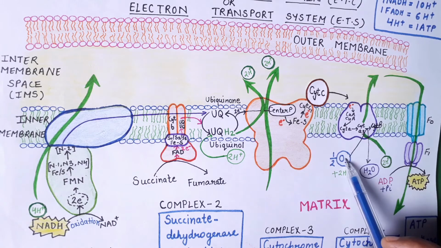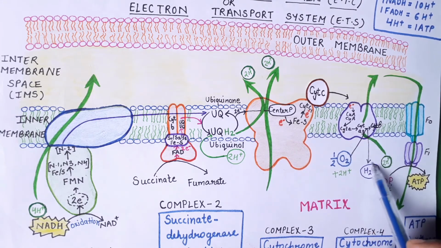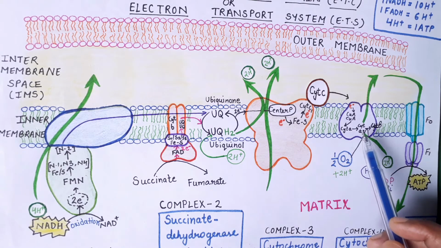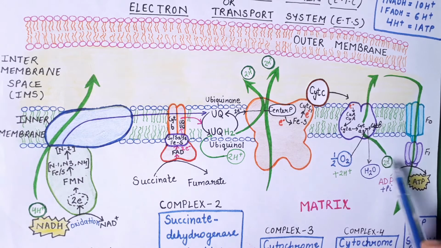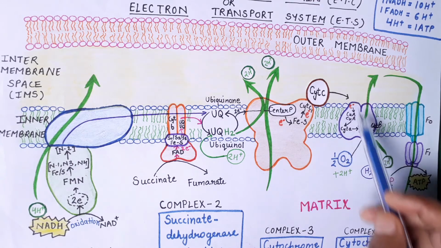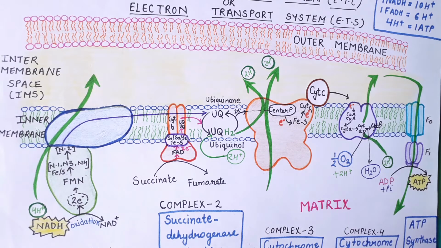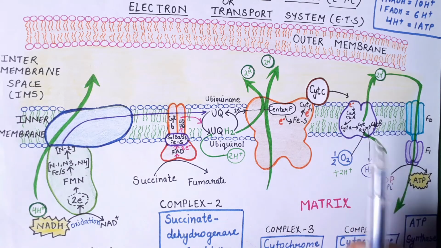Oxygen accepts the electrons and two more protons from the matrix and forms water. As soon as the electrons are transferred to the oxygen, two more protons are pumped by complex 4 from the matrix into the intermembrane space. So these two protons have been pumped outside by complex 4.